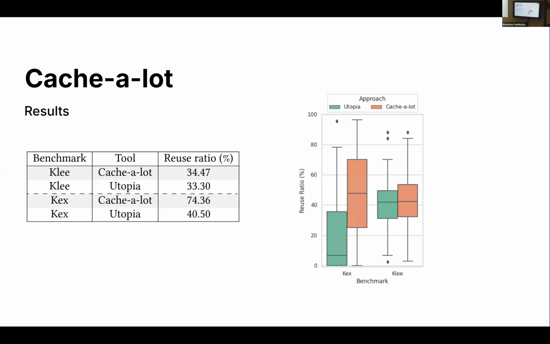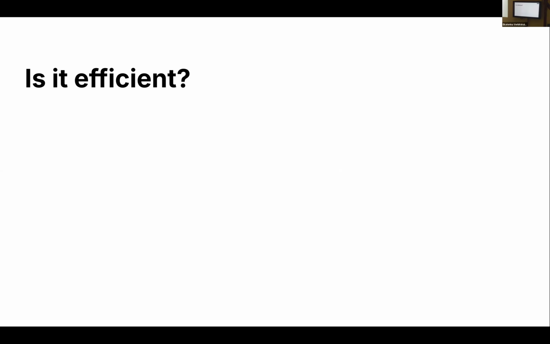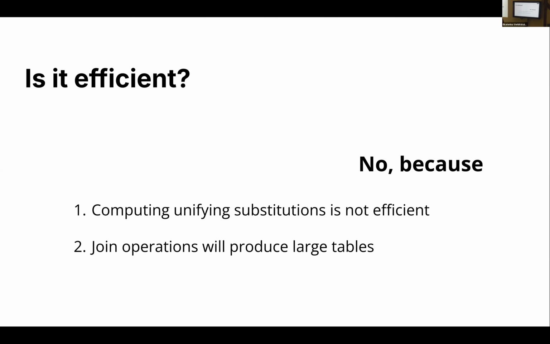But that's not the final question about the Cachalot. Is it really efficient? Does it outperform Utopia? Of course, it saves some time on reducing the number of calls of SMT solvers, but is it really efficient? It has, of course, overheads on computing such hard things like join operations and unifying substitutions. It takes time, and does it outperform the Utopia ones? The short answer is no, because we have some problems with performance here.